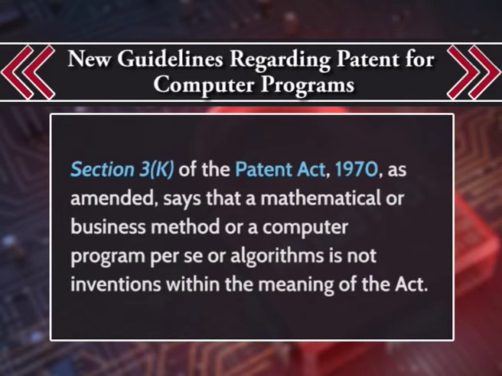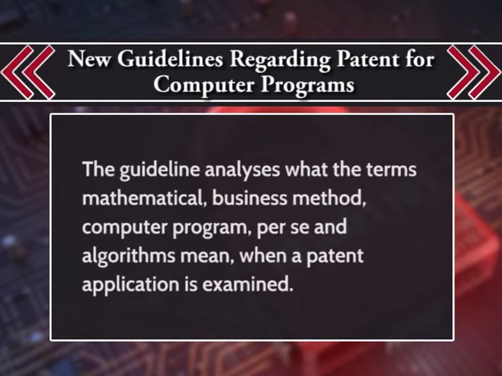Section 3K of the Patent Act 1970 as amended says that a mathematical or business method or a computer program per se or an algorithm is not an invention within the meaning of this Act. The guidelines analyze what the terms mathematical method, business method, computer program per se, and algorithm mean.